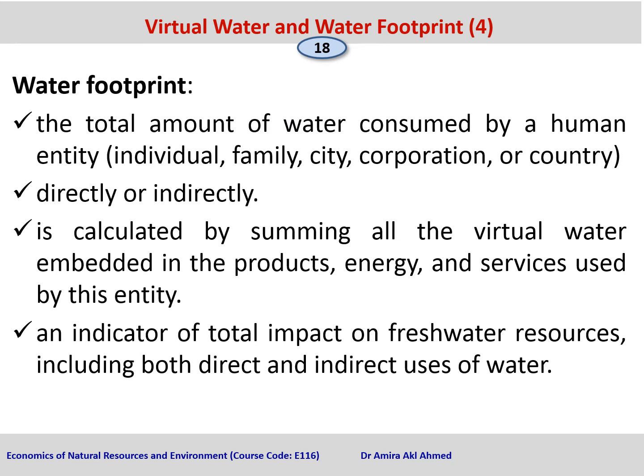Measures of virtual water can be used to develop the concept of a water footprint. The water footprint could be defined as the total amount of water consumed by a human entity, whether individual, family, city, corporation, or country, whether directly or indirectly. Water footprint is calculated by summing all the virtual water embedded in the products, energy, and services used by this entity. Thus, we could say that water footprint is an indicator of total impact on freshwater resources, including both direct and indirect uses of water.